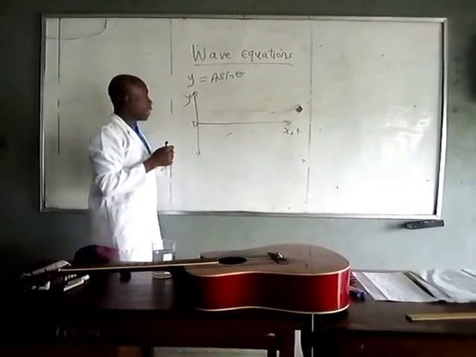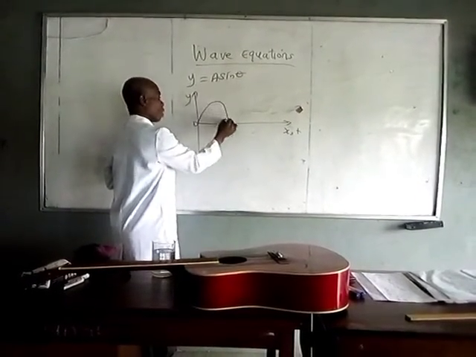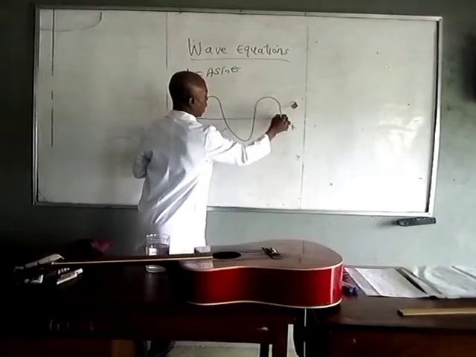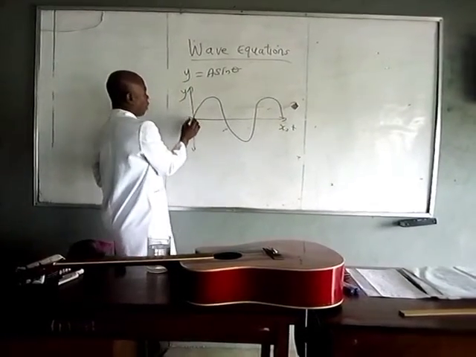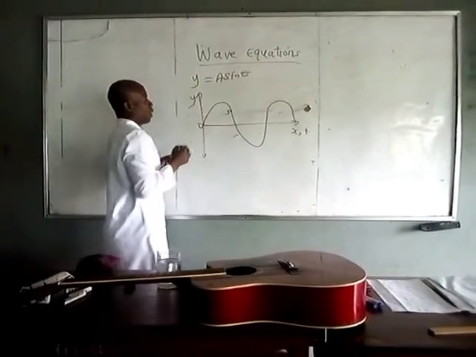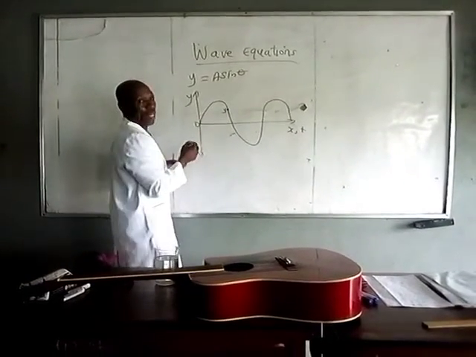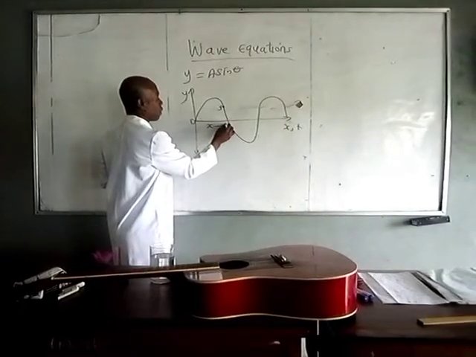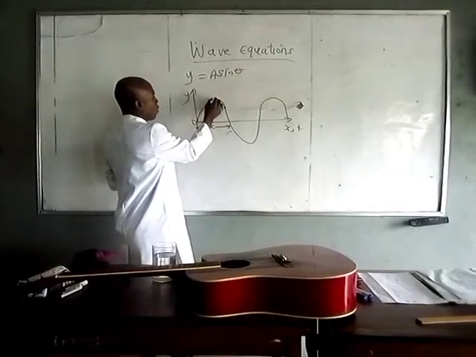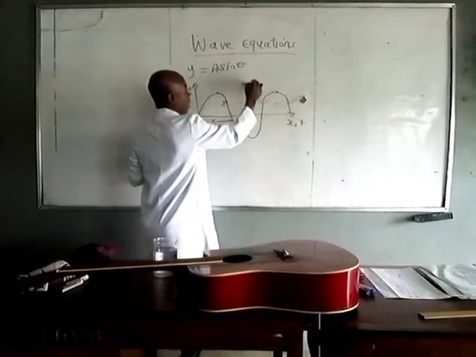If a vibrating particle begins from origin, going down and coming up, and if the wave begins from origin up to any point somewhere here, the vertical displacement is y, the horizontal distance covered is x. And the distance between two successive crests is the wavelength.